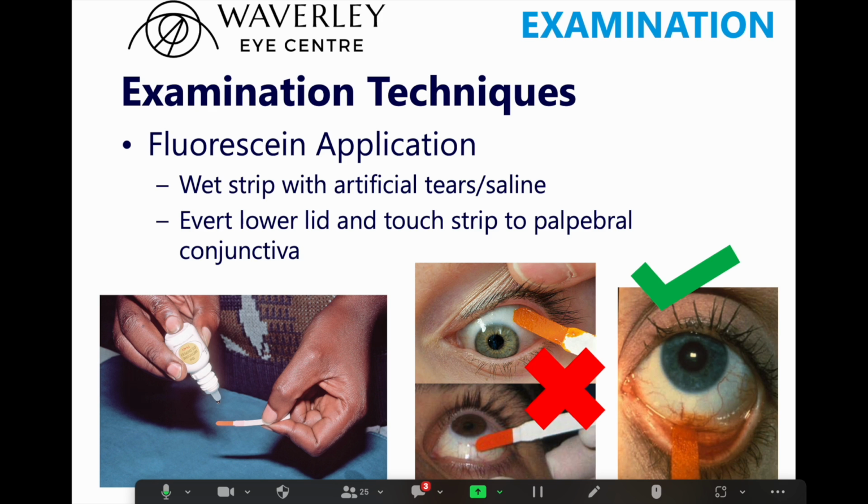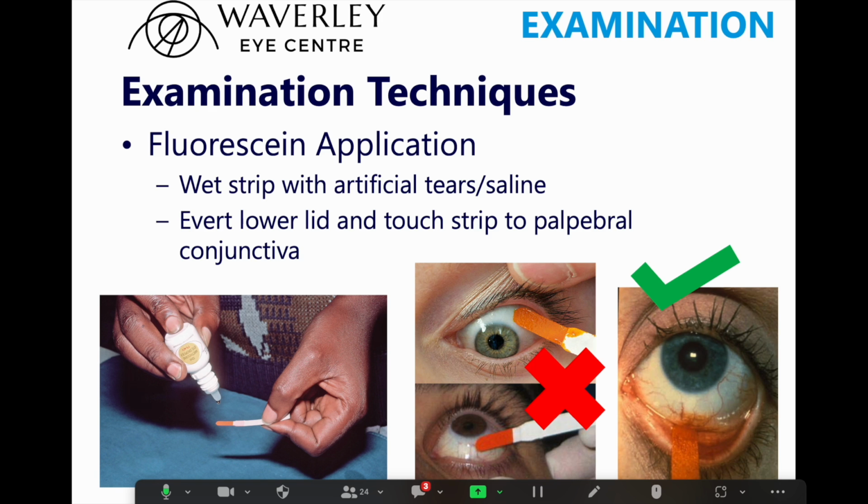So let's talk a little bit about putting fluorescein in. If you have a fluorescein strip, the proper way is you take your strip out, you take a little bit of saline solution, a few drops of that on the fluorescein strip, and you pull down the lower lid, and then you can just dab that fluorescein strip on the palpebral conjunctiva of the lower lid. You don't put it right on the bulb of the eye, either superior or inferior.